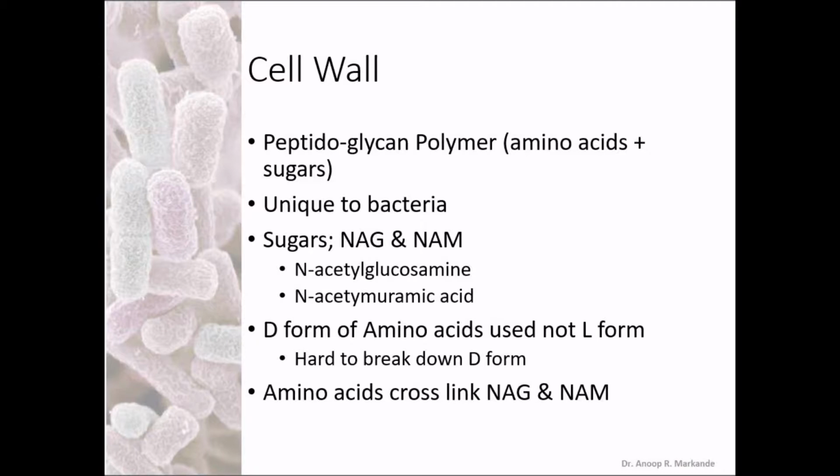Next appendage is the cell wall. Bacterial cell wall is made up of peptidoglycan polymer, an amino acid and sugar based polymer. This is unique to bacteria. It contains sugars like N-acetyl glucosamine and N-acetyl muramic acid, while the amino acids which are used are D forms, not L forms, and hence it is difficult to break these down. And these amino acids cross-link N-acetyl glucosamine with N-acetyl muramic acid.